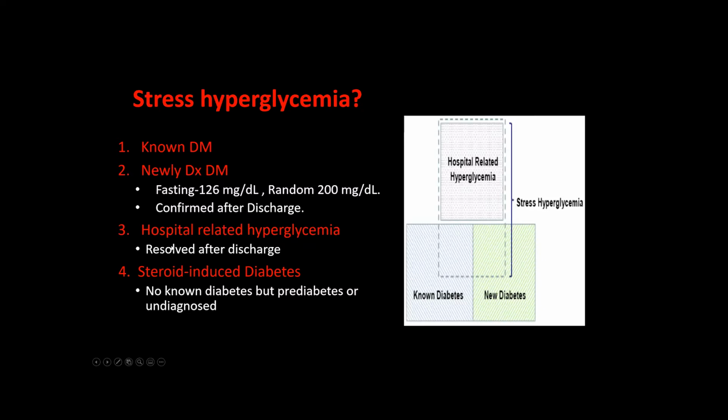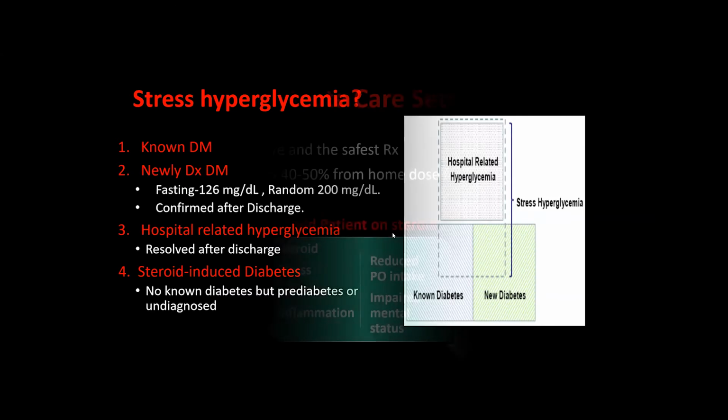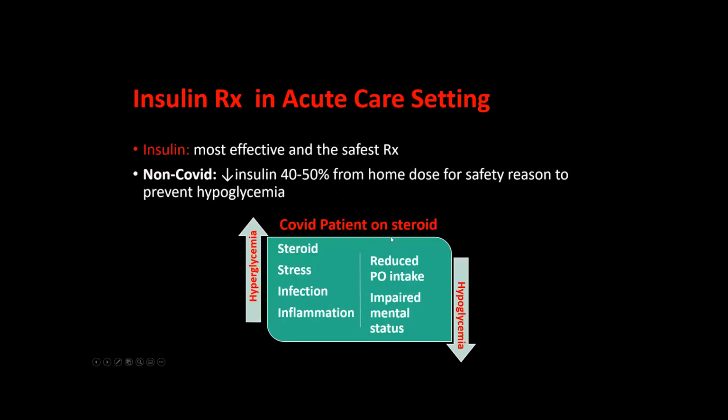Here also is something similar, and number 3 is steroid. They have no known diabetes, but they might have had pre-diabetes or undiagnosed diabetes. If you look at this diagram, there's overlap between these 3. This category is hospital-related hyperglycemia, which is part of stress hyperglycemia. Some of them can be newly diagnosed diabetes. Some of them have known diabetes that got worse with COVID or with acute infection. So whatever it is, you have to treat them.